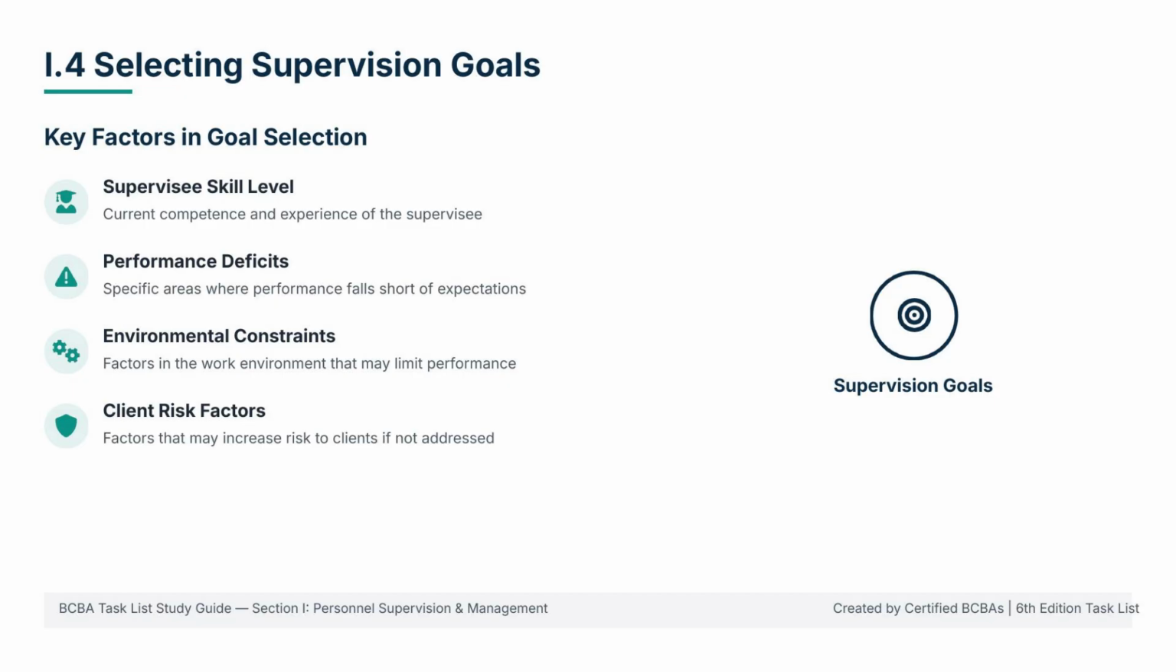When selecting supervision goals, BCBAs must consider supervisee skill level, performance deficits, and environmental constraints. Client risk factors also play an important role. Supervision goals should always be purposeful and tied to real performance needs. On the exam, vague or generic goals are rarely correct.